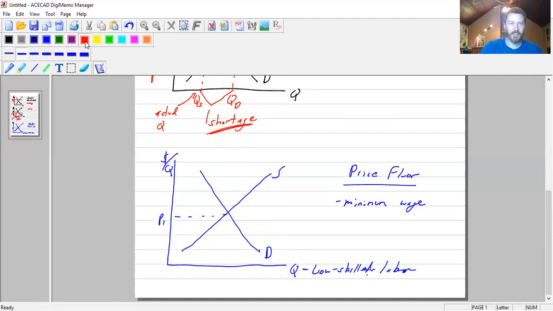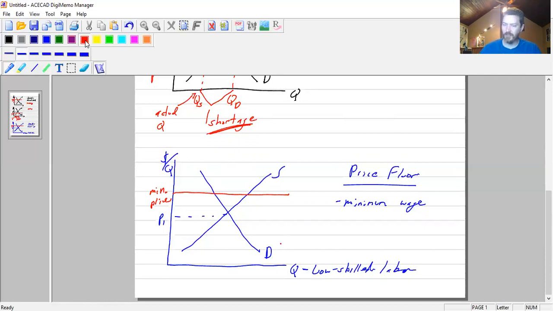So anyway, in this case, the government comes in and now we impose a minimum price. You can't legally charge below that price. I'm not even going to worry about a non-binding example. We're just going to start out with the interesting case of a binding example, where the minimum price is above what businesses would be paying for labor to begin with.